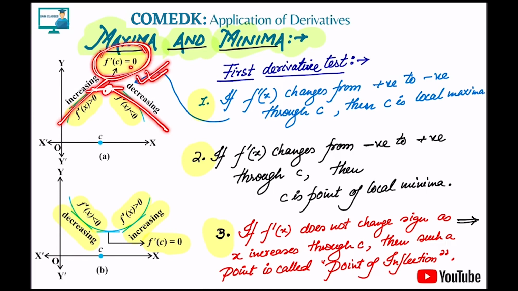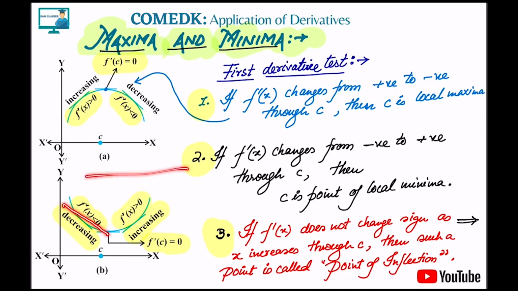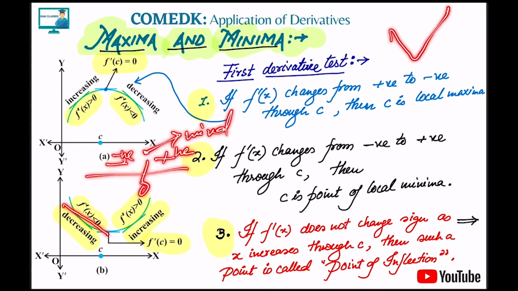Now whenever it goes from decreasing, a negative value, to 0 and then to positive, what we get here is a minima. It's like an upward parabola, or a V. The slope is negative, it becomes 0 and goes to positive. In that case we get a minima. Clear?